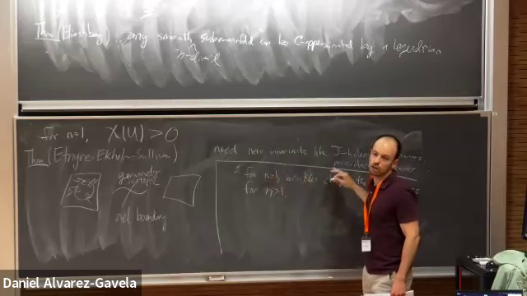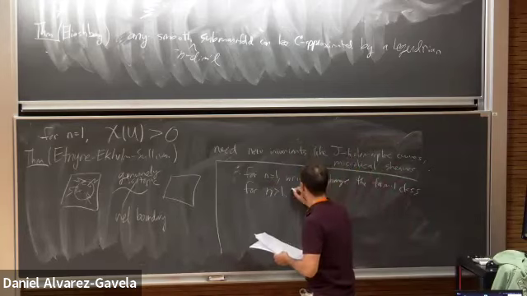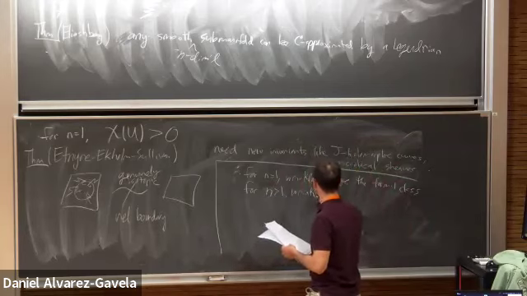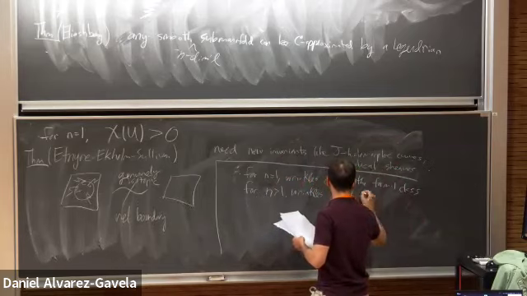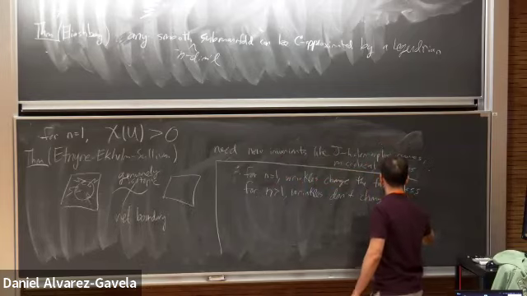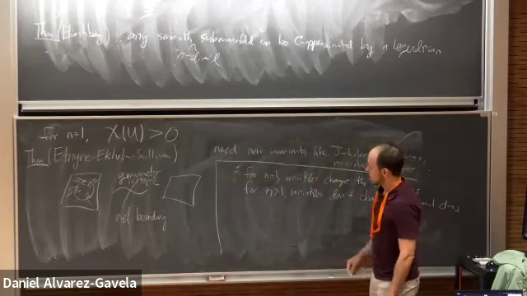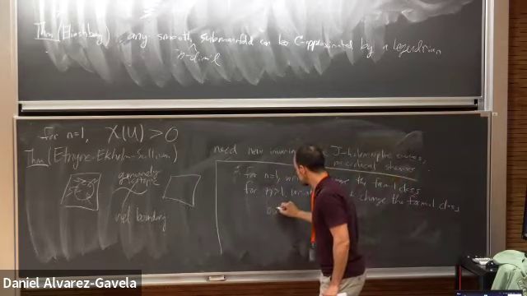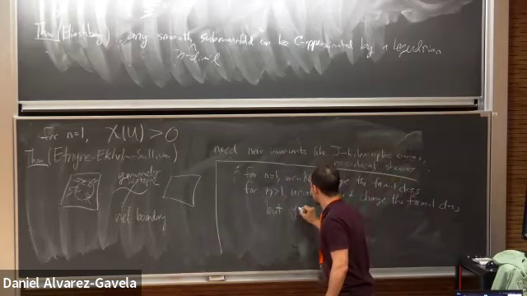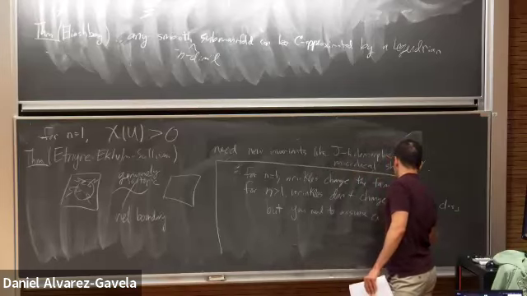So it seems like it would be pretty hard to prove an H principle for the n equals 1 case. For n bigger than 1, wrinkles, you can arrange it so that the wrinkles don't change the formal class. But you need to assume the existence of wrinkles.